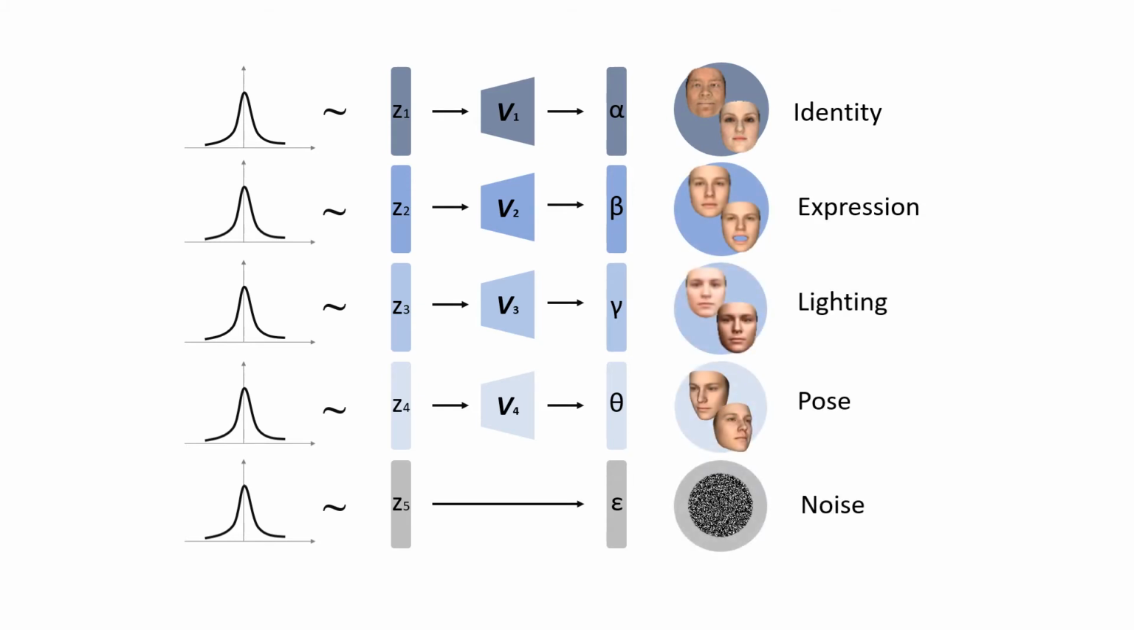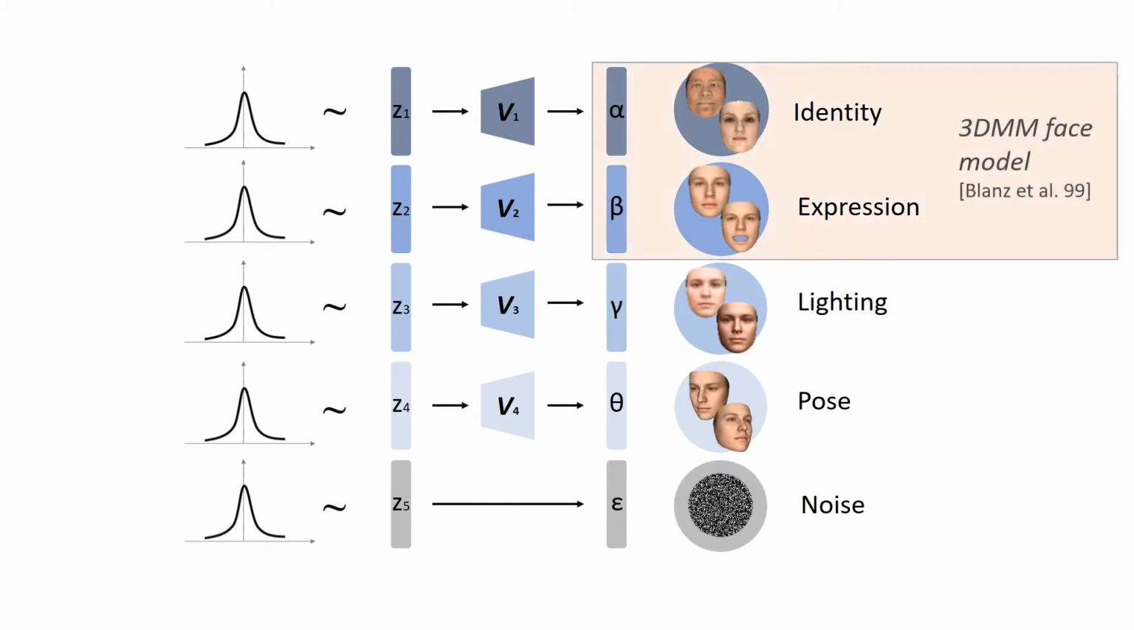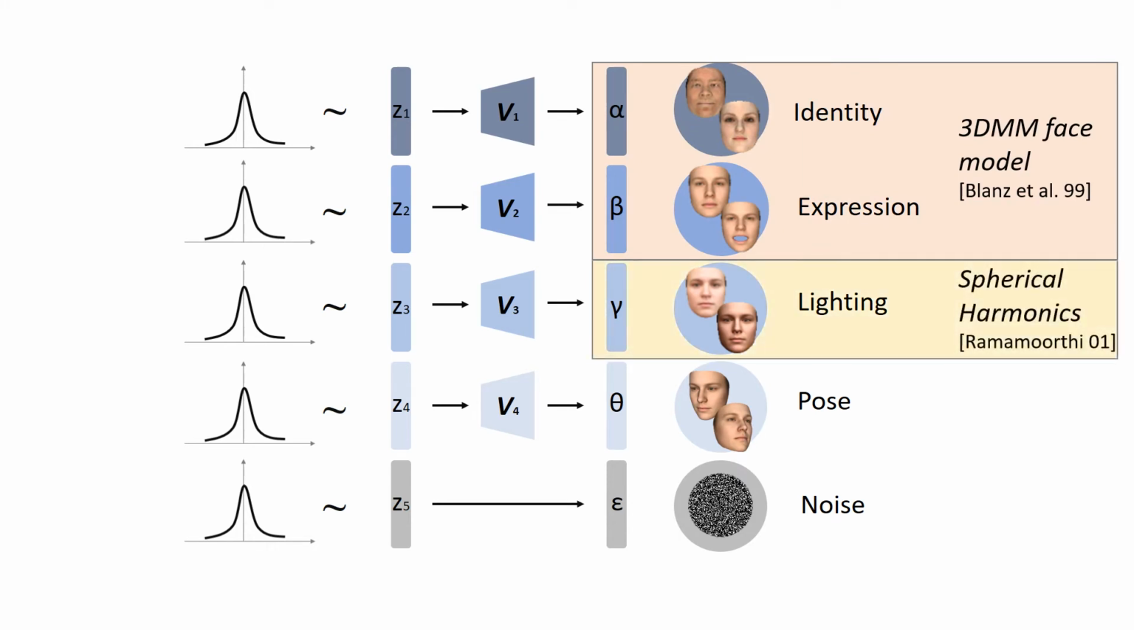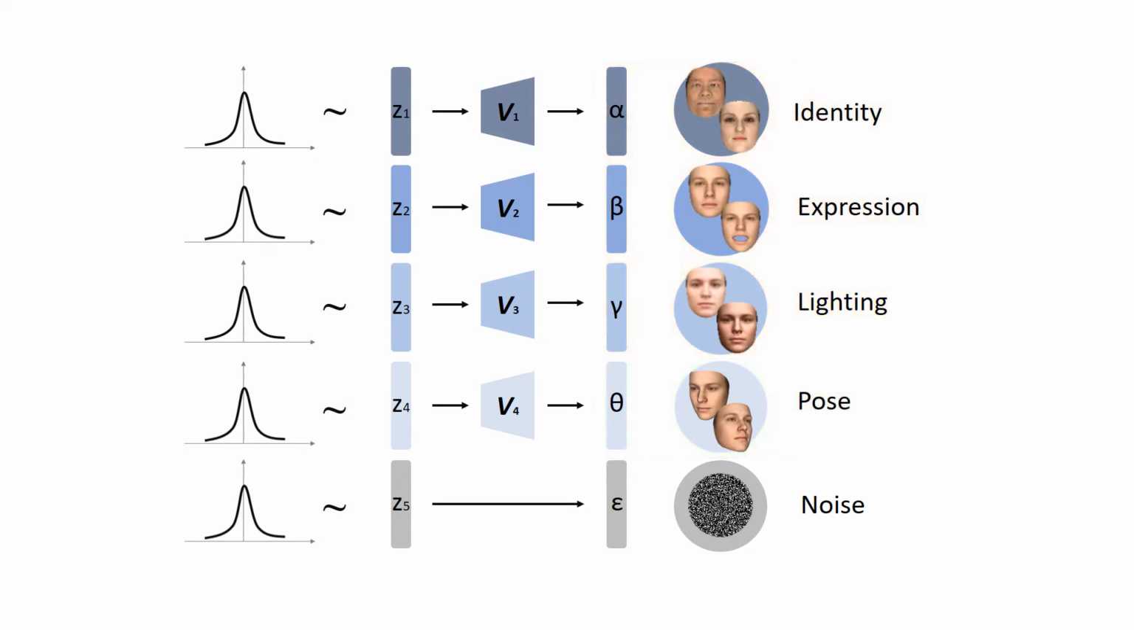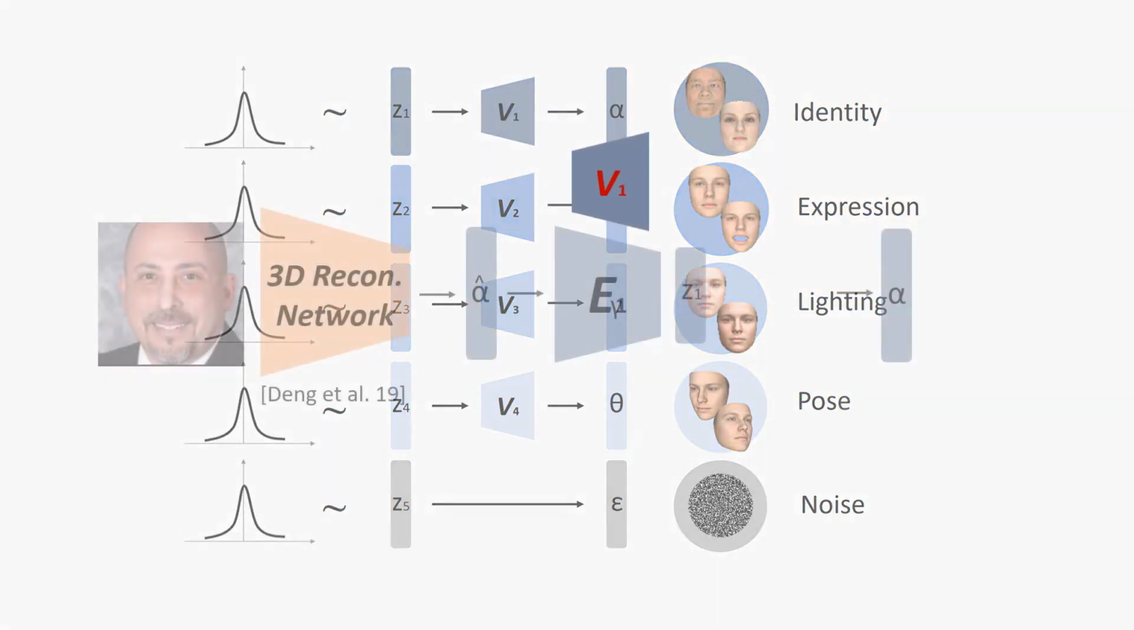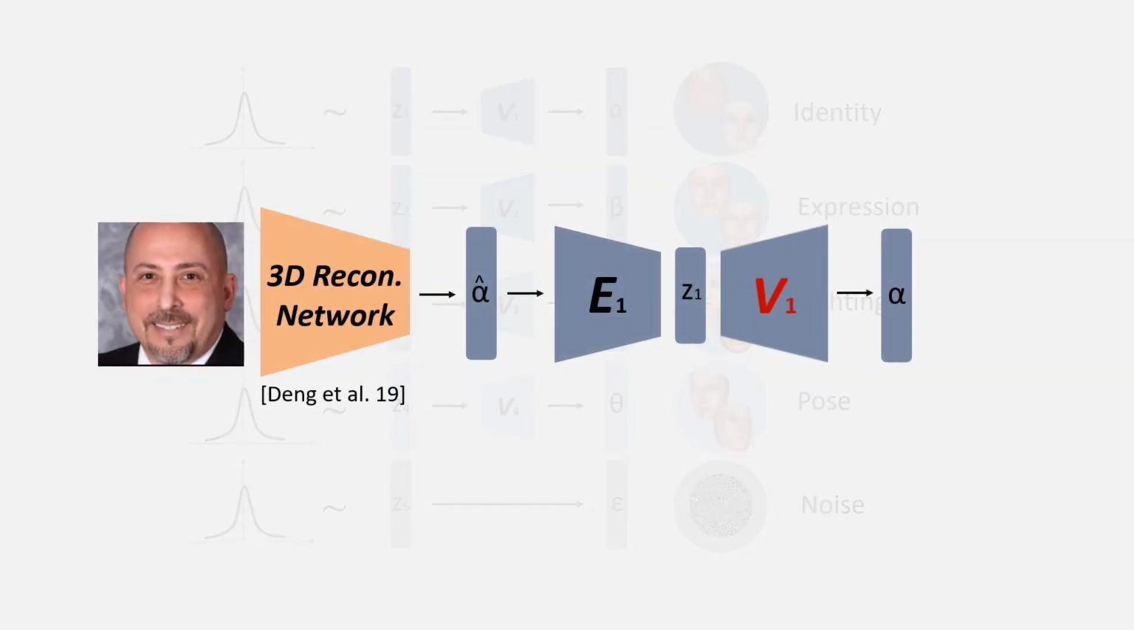An additional random noise is introduced to account for other properties such as background. Here, the identity and expression variables represent the coefficients of a 3D face model. The lighting variable is the spherical harmonics lighting model parameters, and the pose variable contains 3 Euler angles in 3D. These variables fully depict the geometry and appearance of a 3D face, and we can obtain a 2D face image using rendering. To obtain each Vi, we use a 3D face reconstruction network to extract identity, expression, lighting, and pose coefficients from training images, and train a VAE with Vi as decoder.